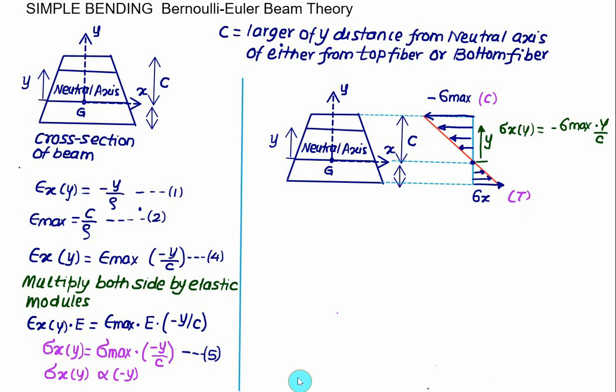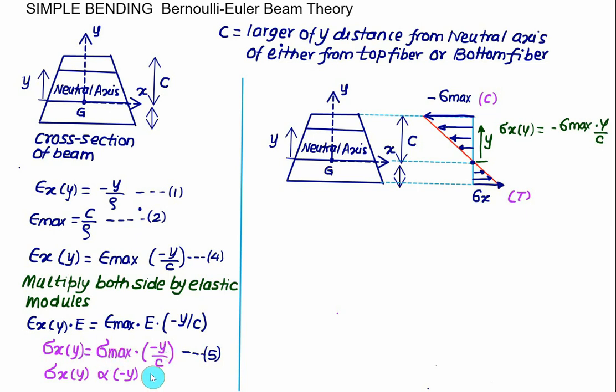So we have successfully developed the equation for the strain along the x direction, which is minus y by rho, as well as the equation for the strain along the x direction as a function of y, which is equal to the maximum strain multiplied by minus y by c. And in a similar way, the bending stress at distance y, which is a function of y, is equal to the maximum bending stress multiplied by minus y by c.